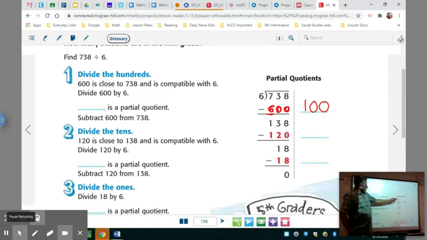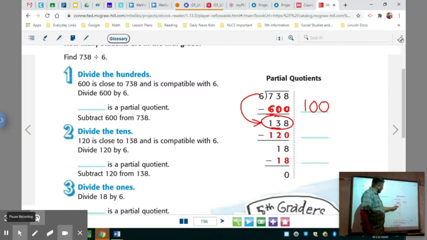Then they subtract that, and you get 138. Normally we would ask how many times 6 goes into 138. Does 6 go into 13? No. But it does go into 12. So that's where they wrote the 12 in here, and then they put a 0 down here. How many times does 6 go into 12? 2, and then a 0. So 20. Then they subtracted to get 18.